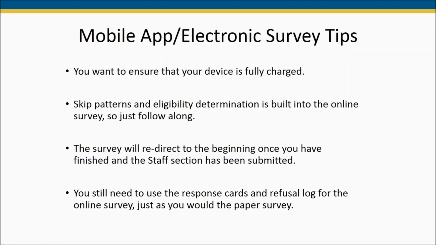Just to summarize, here are some tips in terms of using the electronic survey. You want to ensure that your device is fully charged, because without battery, you won't be able to complete the surveys. Skip patterns and eligibility determination are built into the online survey, so you can just follow along. The survey will redirect to the beginning once you have finished and the staff section has been submitted. You still need to use the response cards and refusal log for the online survey, just as you would for the paper survey.